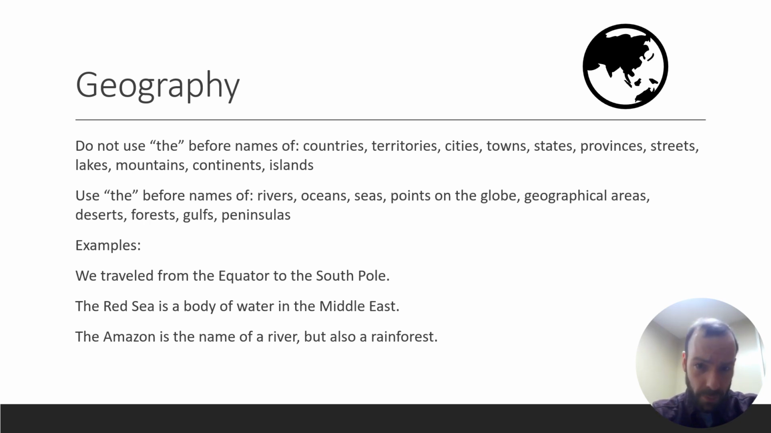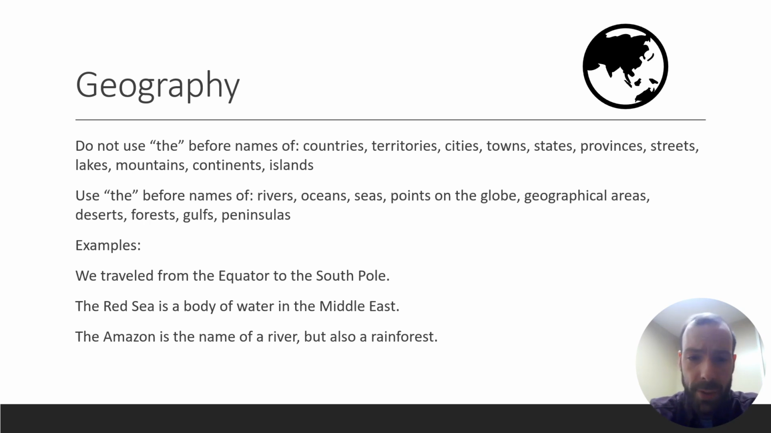Geography. Do not use the before names of most geographical features: countries, territories, cities, towns, states, provinces, streets, lakes, mountains, continents, islands. All of these are proper nouns, just like we discussed on the last slide. We don't say the Canada, we just say Canada. However, there are some geographical features where we do use the before the names: rivers, oceans, seas, points on the globe, geographical areas, deserts, forests, gulfs, peninsulas.